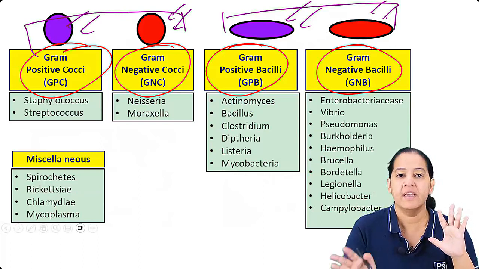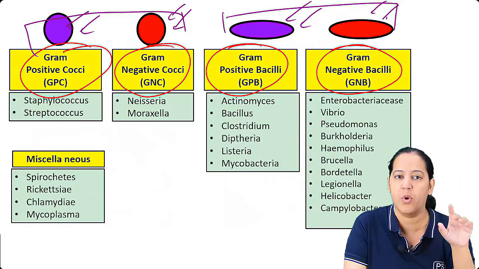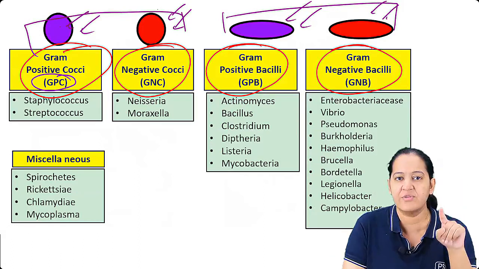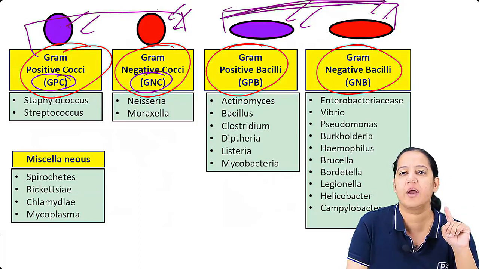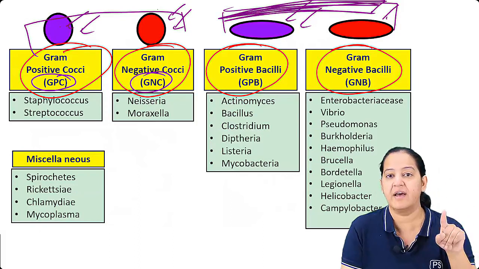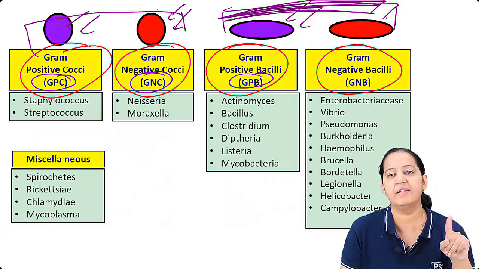You can see these two are cocci. See the color. The color is violet, it's gram-positive cocci. The color is red, it's gram-negative cocci. You can see these two are bacilli. The color is violet, gram-positive bacilli. The color is red, gram-negative bacilli.